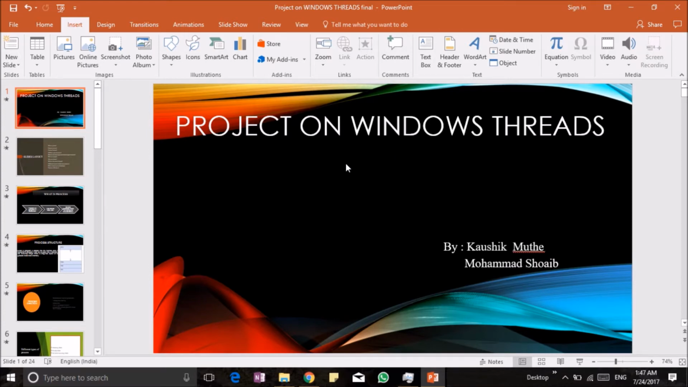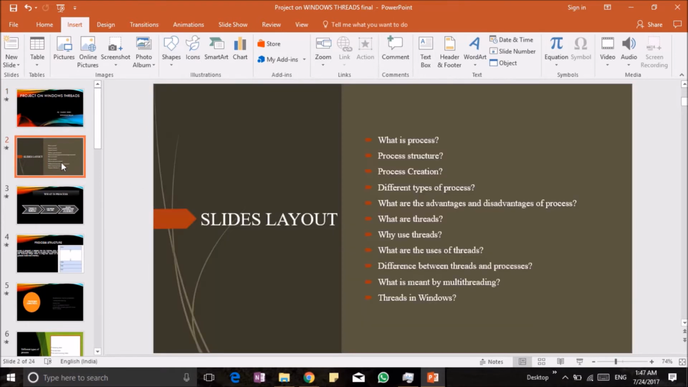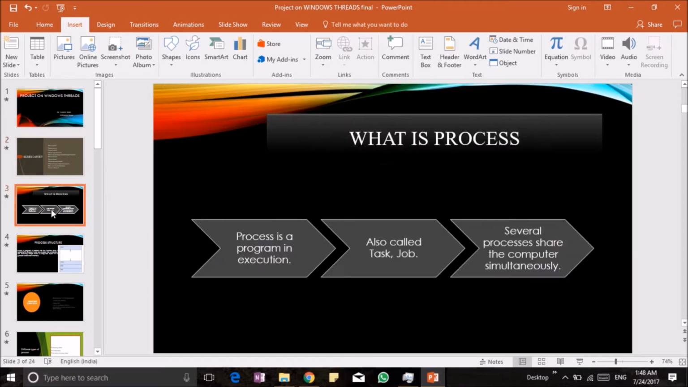So to understand Windows threads, we have to firstly understand the following topics. What is a process, process structure, process creation, different types of process, what are the advantages and disadvantages of process, then what are threads, uses of threads, difference between threads and a process, and what is meant by multi-threading. Moving on, we have what is a process.